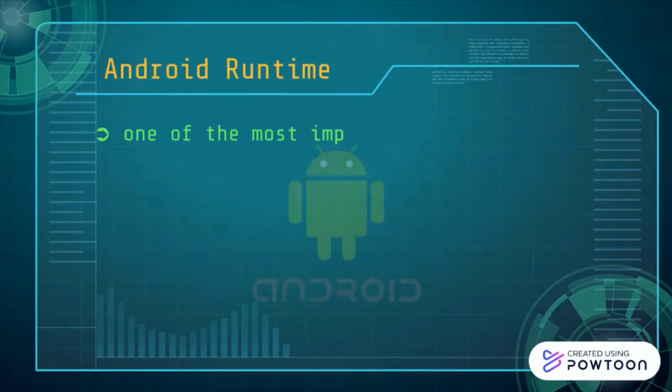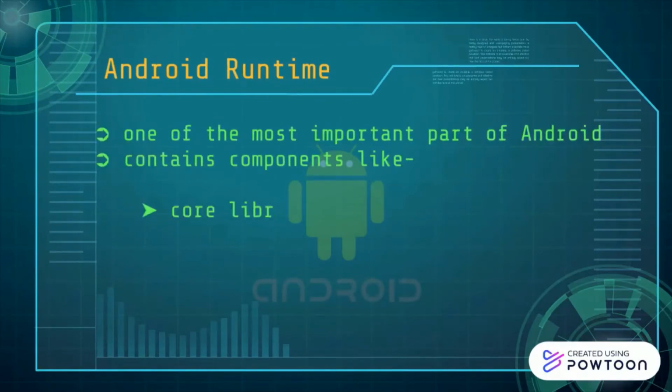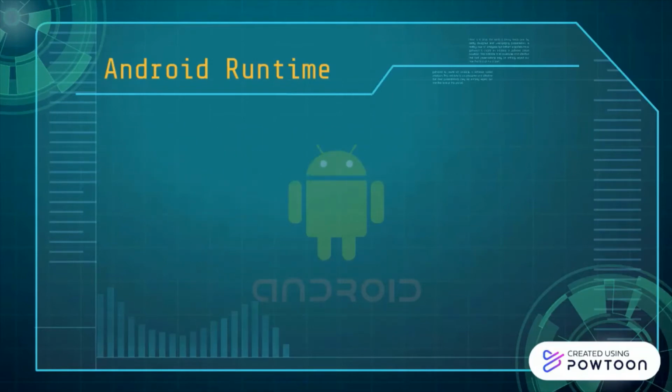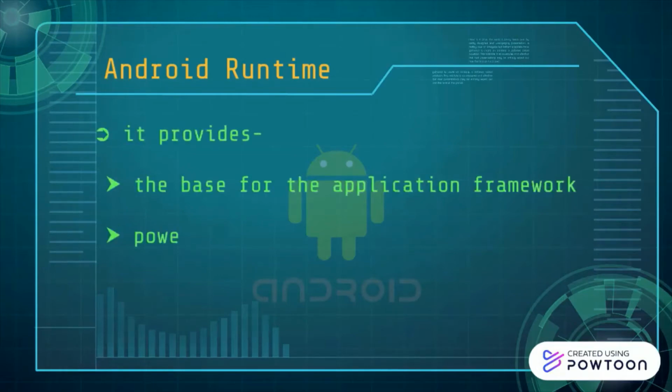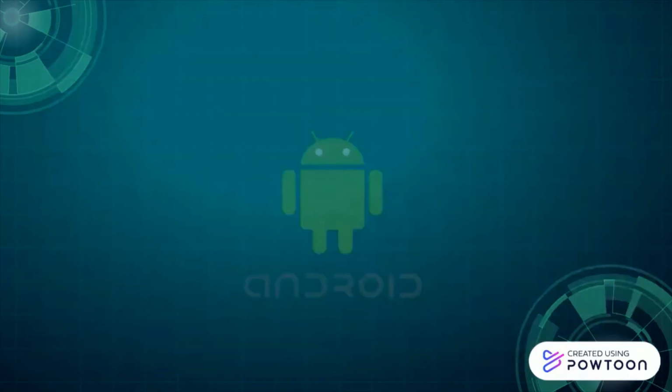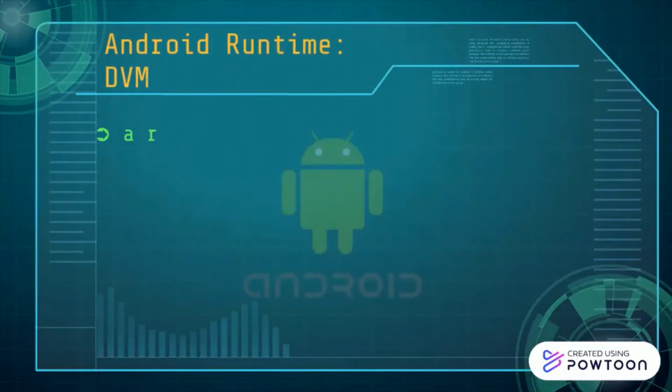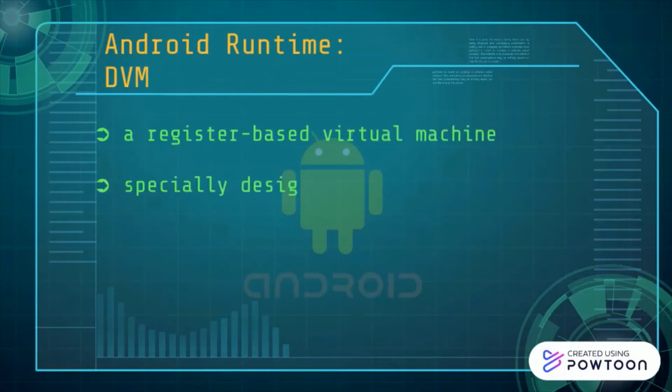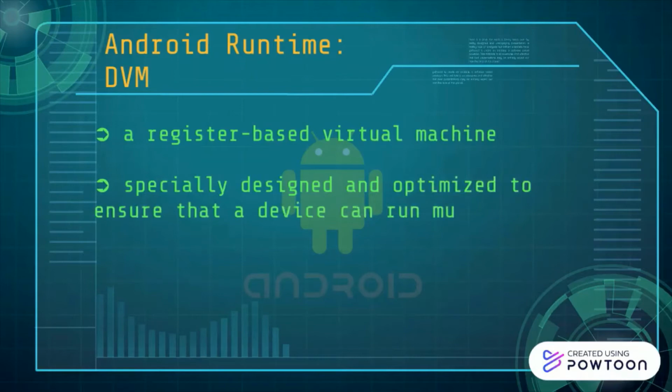Next is Android runtime. It is one of the most important parts of Android. It contains components like core libraries and the Dalvik Virtual Machine (DVM). Mainly, it provides the base for the application framework and powers our application with the help of the core libraries. Like Java Virtual Machine, Dalvik Virtual Machine is a register-based virtual machine and specially designed and optimized for Android to ensure that a device can run multiple instances efficiently.